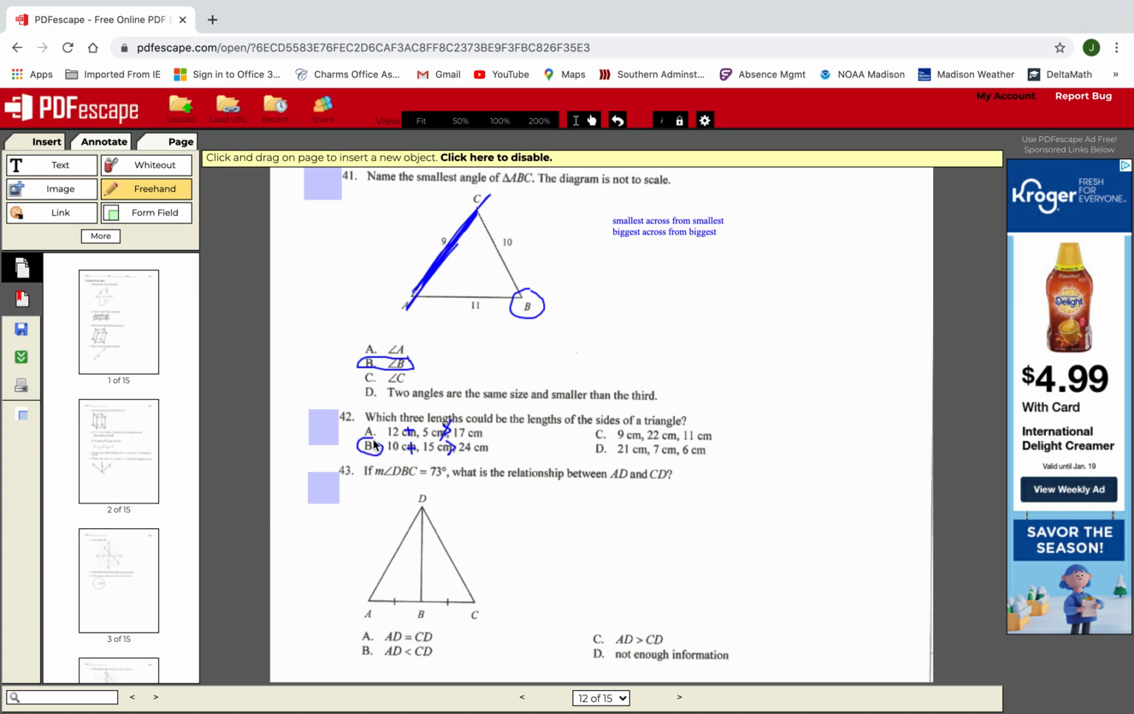We're on number 42. For letter C, the 2 smallest are 9 and 11. 9 plus 11 is 20. 20 is not greater than 22, so no, C doesn't work. And for D, 7 plus 6 is 13, and we know that 13 is not greater than 21. So our only possible answer here is B. That's good. Okay. The next one that is on the exam is 46.